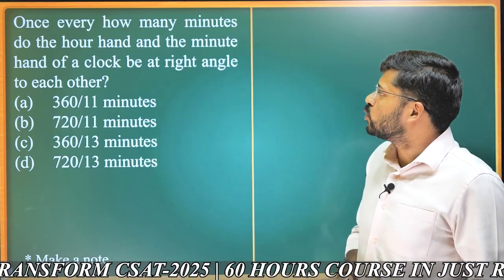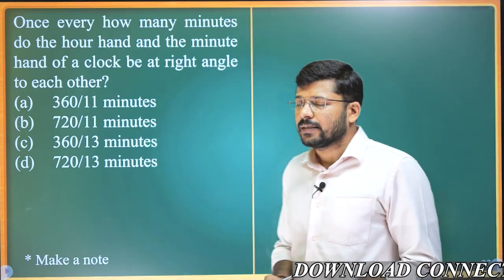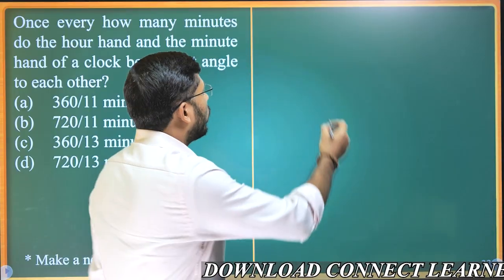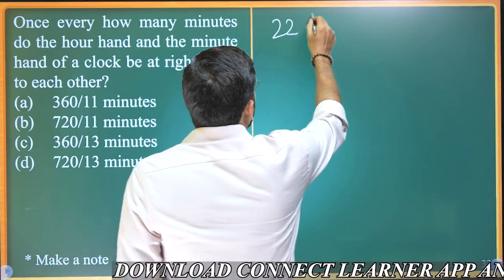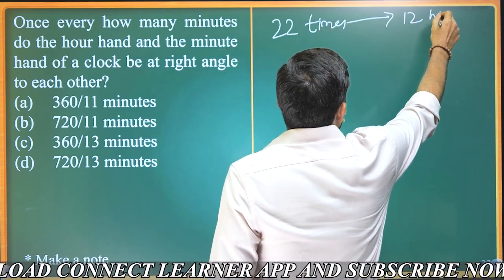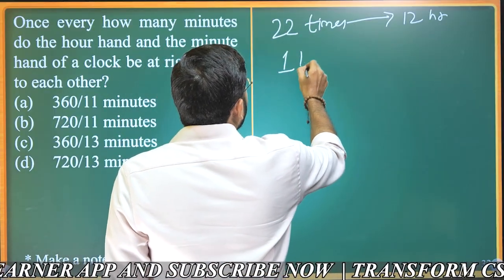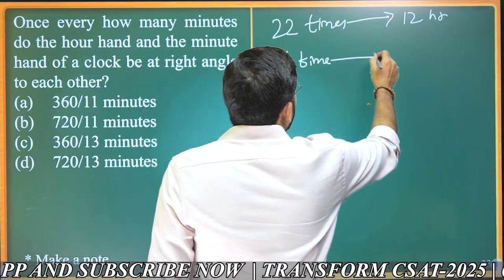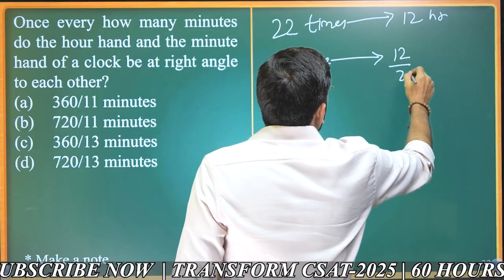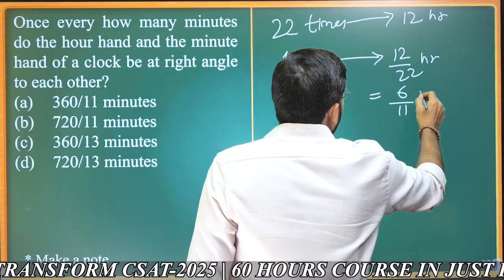Once every how many minutes do the hour hand and the minute hand of a clock be at right angle to each other? Same way. So for them to be 22 times at right angle to each other, they take 12 hours, right? That is, for every 12 hours, they will be at right angle to each other 22 times. For one time for them to be at right angle, they will take how much time? They will take 12 by 22 hours. What is 12 by 22? That would be 6 by 11 hours.